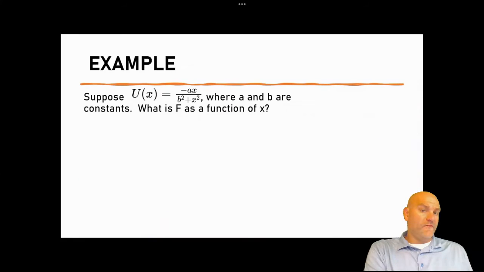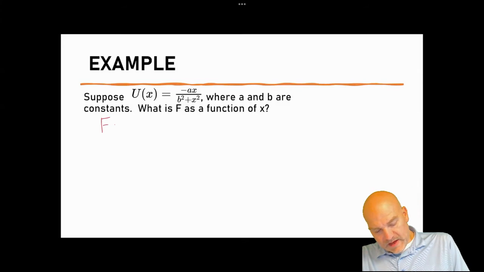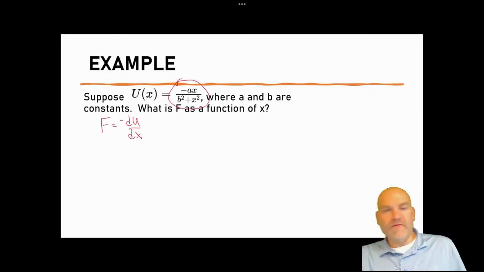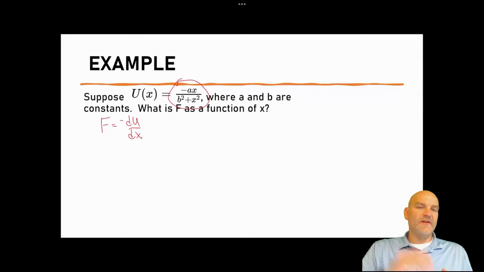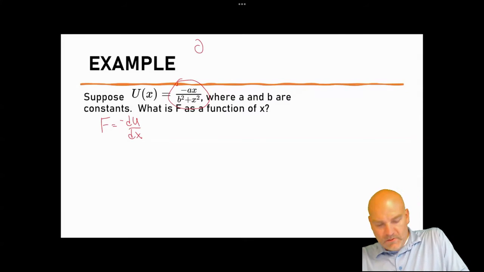So if I want to find the force associated with this function, suppose that U of x is equal to negative ax divided by b squared plus x squared, where a and b are constants, so we don't have to worry about what they are. Okay, what is the force associated with this function? So we know that F is negative dU/dx. So we're going to take the derivative of this. Because of what you see here, this is going to be the quotient rule.